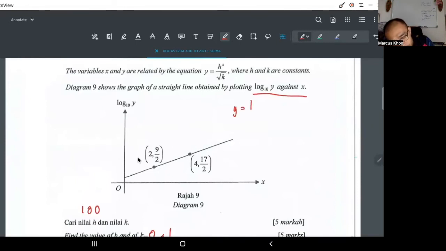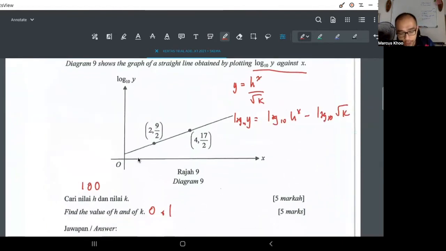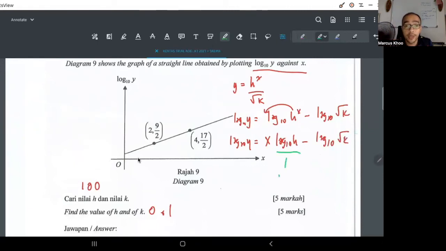y equals h to the power x over root k. If I log, log 10 y equals log 10 h to the power x minus log 10 root k. Now I'm going to bring the x in front. So I know that log 10 y equals x log 10 h minus log 10 root k. So that means this one is my gradient. Okay, log 10 h is my gradient.